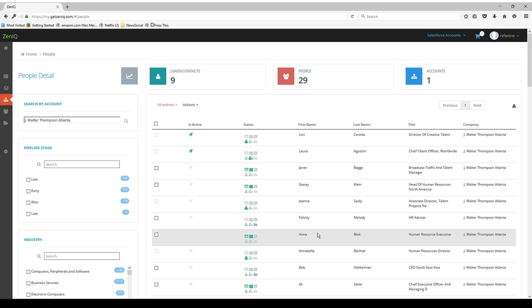Now we're looking at J. Walter Thompson. We know that we have as many as 29 people here that fit the buying center profile. However, we don't have them yet in our CRM or any of our marketing systems. We can scan through here and see the ones where we could acquire phone and email information right away. I would think Head of Resources for North America, Stacy Klein, might be a really good one. All I'd need to do is simply select her and then add her to the shopping cart. And then I can close that out. It'd be dropped into my CRM and ready to go for marketing.